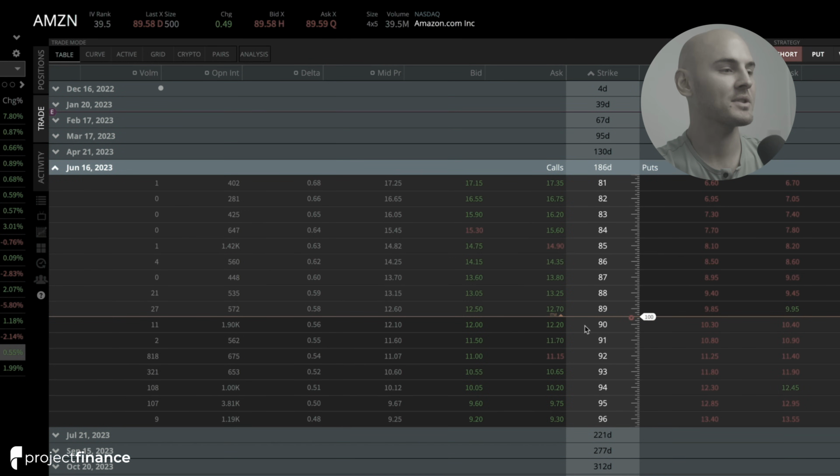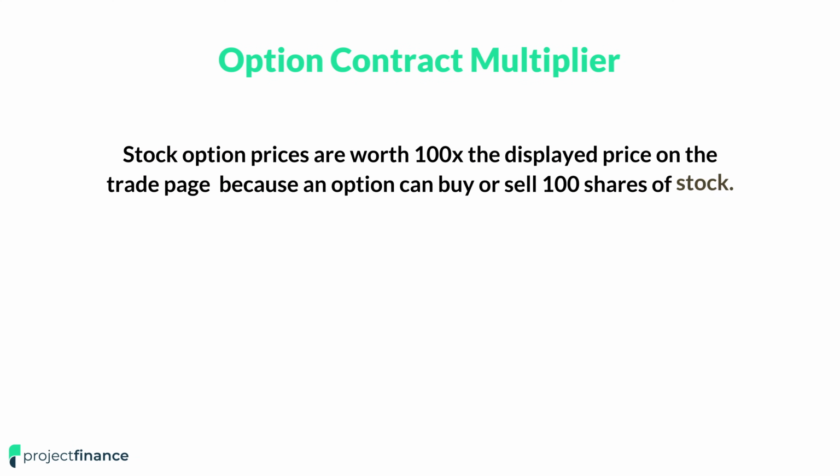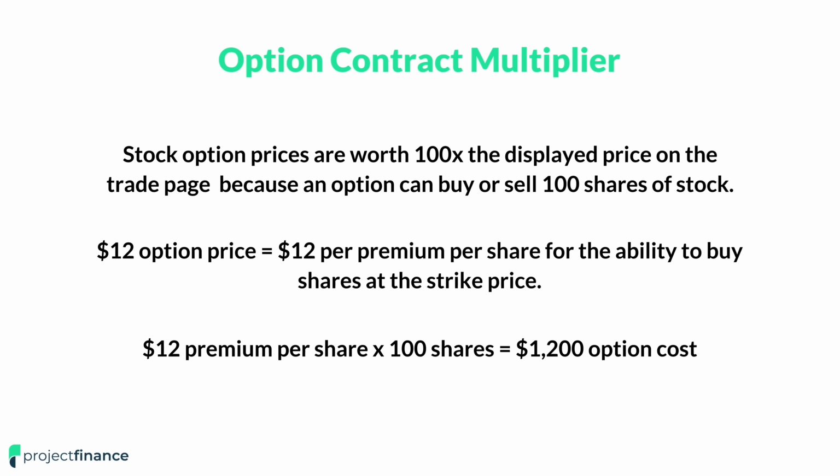Chris forgot to mention something important. Stock option prices are worth 100 times the displayed price on the trade page because an option can buy or sell 100 shares of stock at the strike price. The $12 price here means a trader needs to pay a premium of $12 per share for the ability to buy 100 shares at the strike price of $90. A $12 premium per share times 100 shares equals a $1,200 total cost. The 100 times multiplier is called the option contract multiplier and is standard for options on stocks like Apple or Tesla. All right, back to the demonstration.